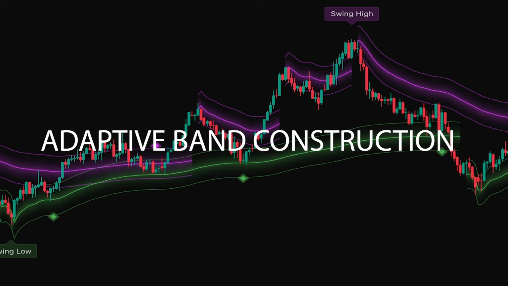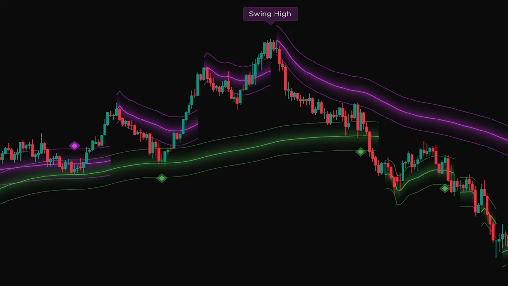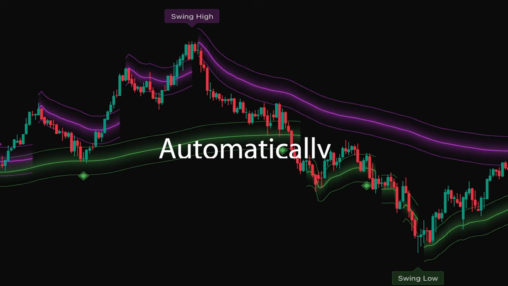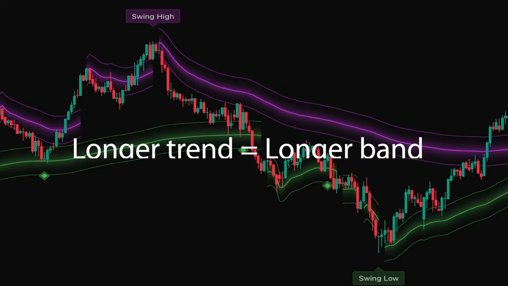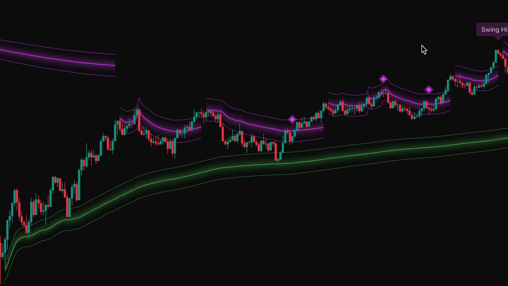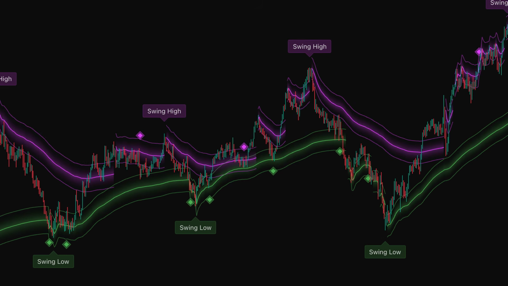Adaptive band construction. Instead of fixed length lines, like normal moving averages, the bands start from the latest swing high or low. The band length grows automatically as the swing continues. Longer trend equals longer band that stretches with price. In an uptrend, it mainly shows the lower band, dynamic support. In a downtrend, it shows the upper band, dynamic resistance. When the swing breaks, price violates the previous high, low. It resets and builds fresh bands from the new swing point.